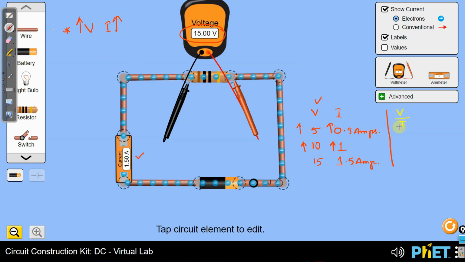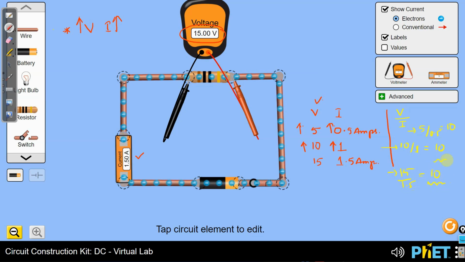If you do V by I, let's do the ratio V by I. So the first value will be 5 by 0.5, which is nothing but, if you remove the decimal, the 0 will come up, and 5 ones are 5, 5 tens are 50, so the answer will be 10, right? And do it for this value too. We have 10 by 1, you will get 10 again. You have 15 by 1.5 and you have the value again as 10.